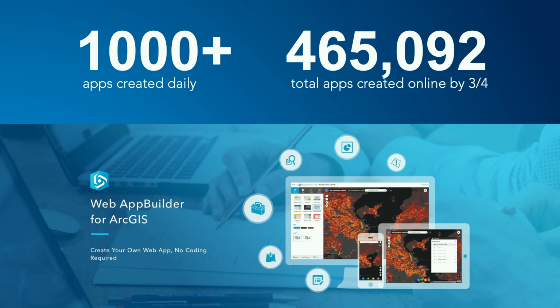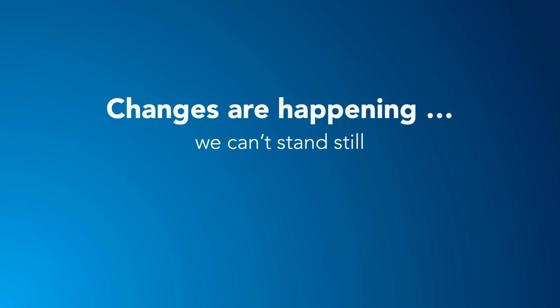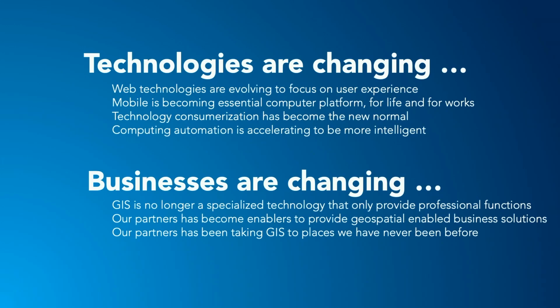However, the world is changing, right? And we cannot just stand still. And we cannot just merely add features, functions, to the existing systems, because a lot of things are changing and happening. Like in the technology world, web technology are not just stand still. Actually, there's a better way actually to do an application and create better user experience. And the mobile become the major platform people are going to use for life and for the works. And the computing automation actually getting more intelligence.